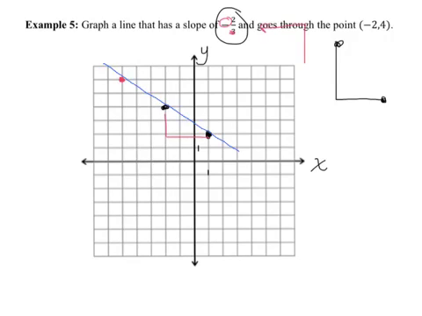Okay, my graph's a little bit weak there for my line, but again, that's what our line is going to look like. Again, with a negative slope, it's falling, and it goes through the point negative 2, 4.